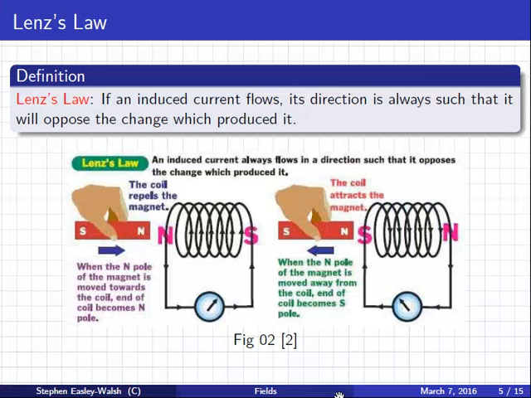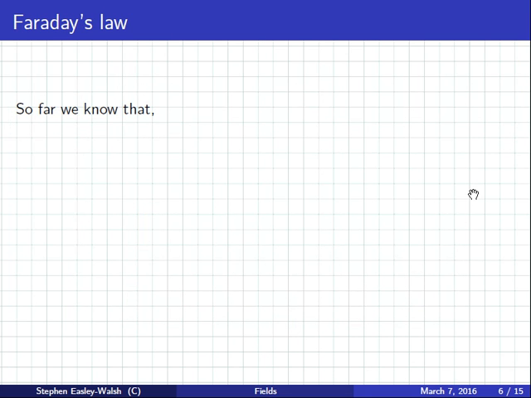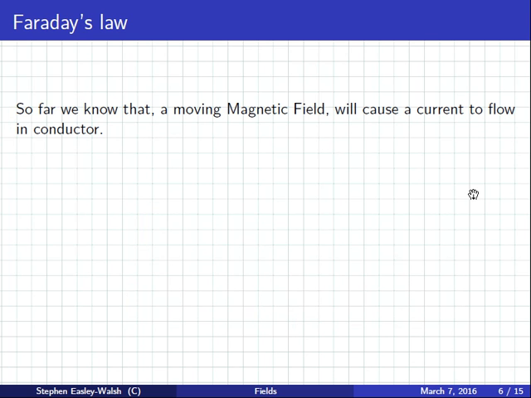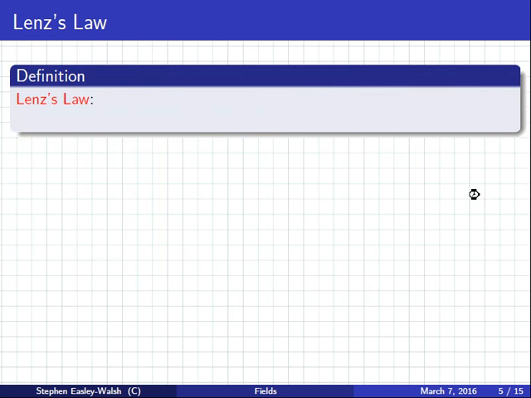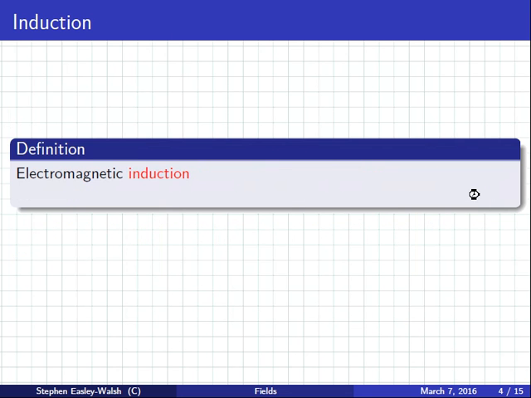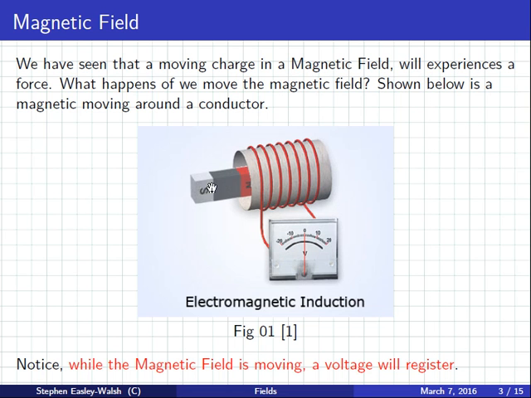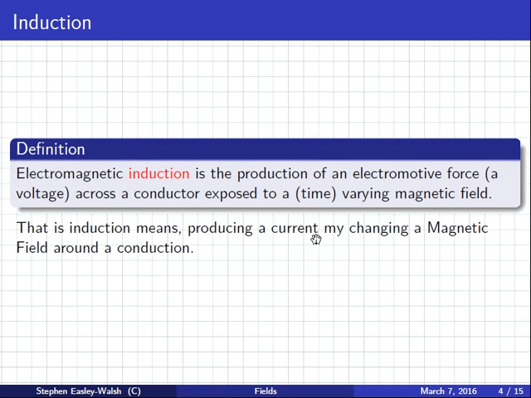Okay. Next now. So I said there are two laws. So far we know that a moving magnetic field will cause a current to flow. That's great. And we know the direction. But we don't know how to calculate the voltage. So in the picture at the start, if we move the magnet to the right, which way will the current move? To the left. So we get a voltage here. But what we don't know is how much voltage. We just know there will be a voltage.